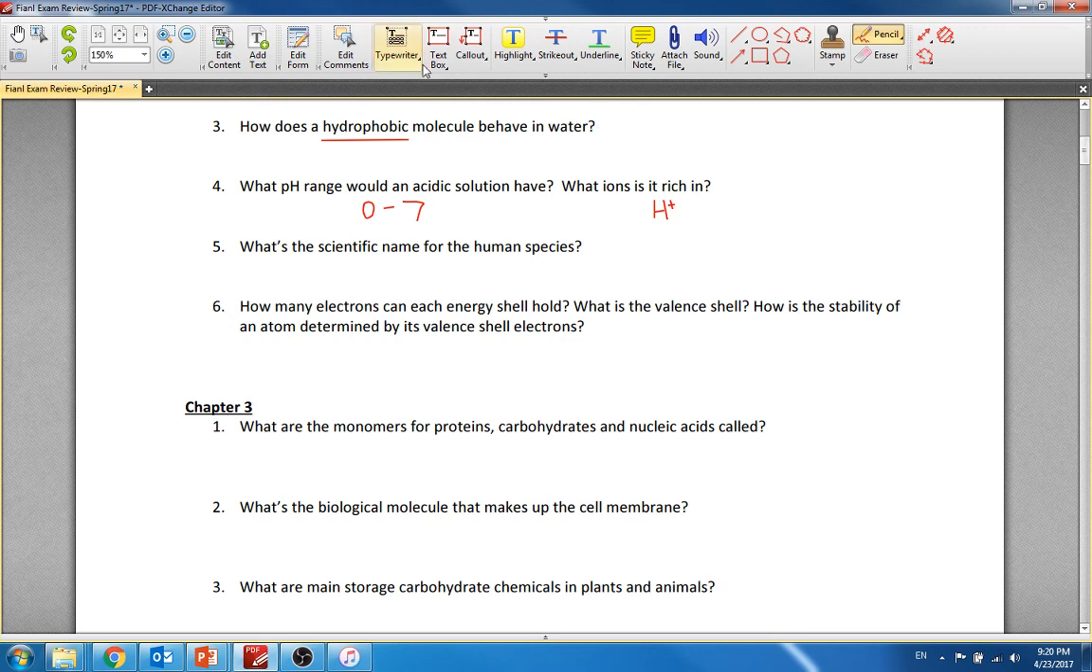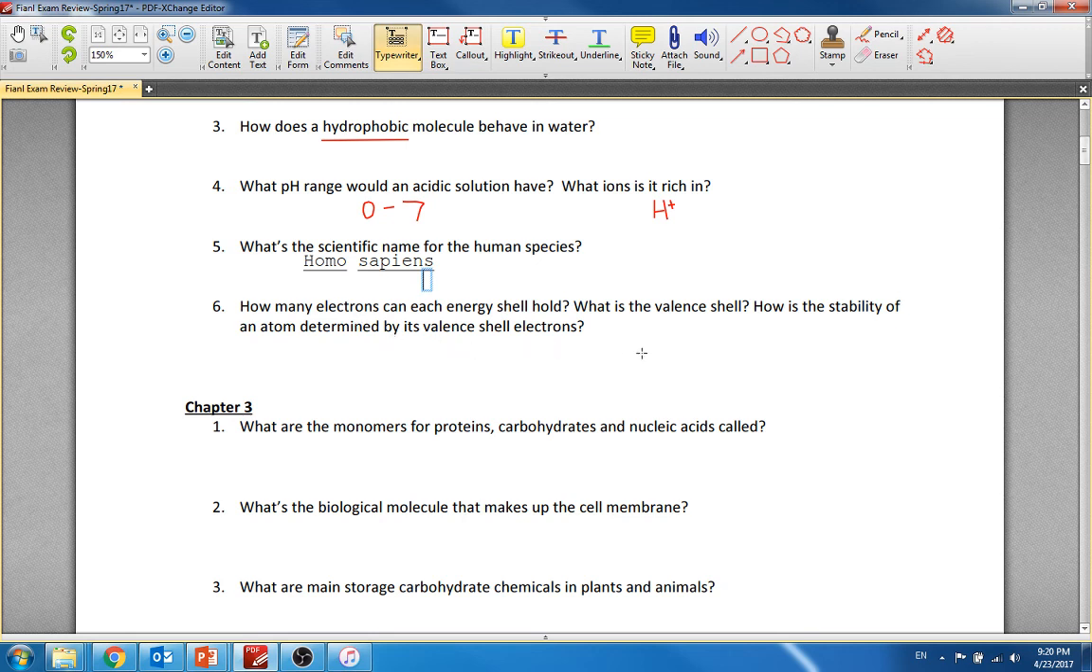Number 5, what's the scientific name for the human species? That would be Homo sapiens. There's a S at the end of the species name. Remember that when you write scientific names, you must italicize every letter if typewritten, but if you handwrite the names, each word must be individually underlined. And also, the only letter in the name that can be capitalized is the first letter of the genus name. So, Homo sapiens, only the letter H is capitalized.